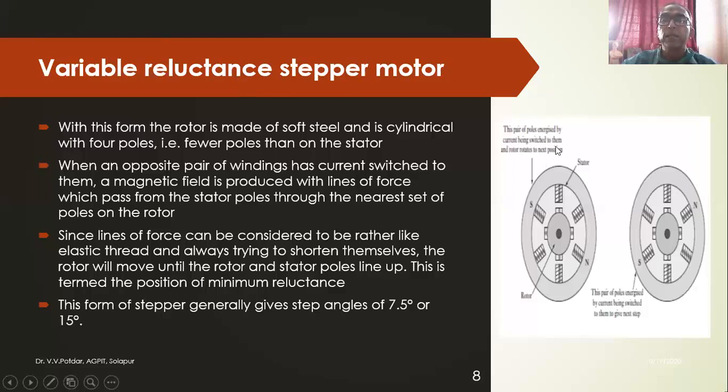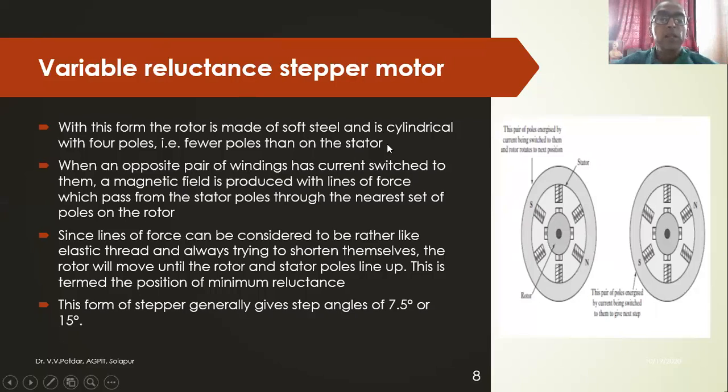A pair of poles is energized by current being switched to them, and the rotor rotates to the next position. This is the rotor, and then we have the pair of poles, north and south poles. So in here we have 3 pole pairs, and here we have 2 pole pairs. When the rotor starts rotating, the changes in the figure are not that clear. If I expand this, it will be visible.